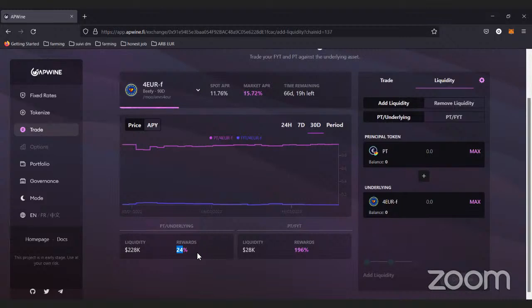If you put those 4Euro in APWine in their exchange, so you go here on liquidity, then you go on PT underlying. So you add, for example, 1,000 euro of PT.